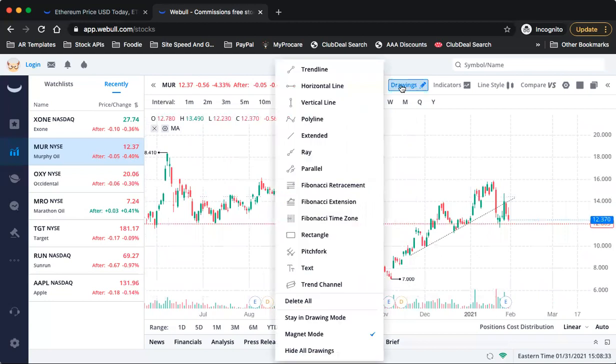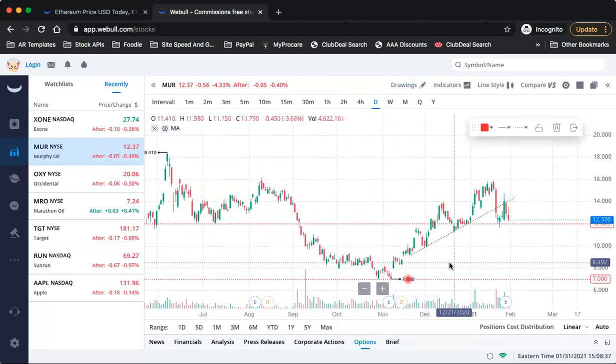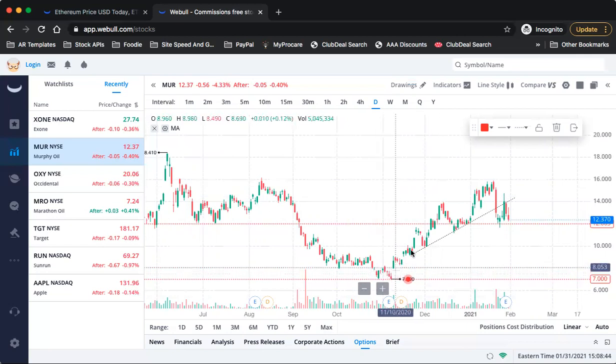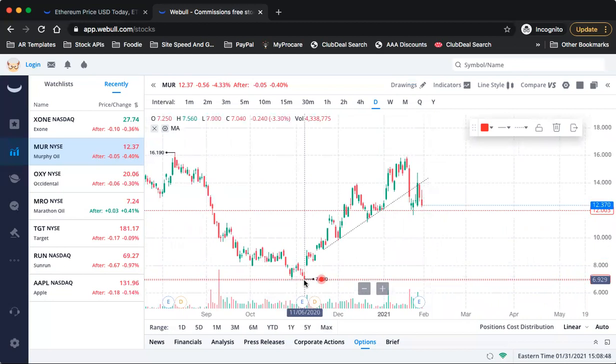Then obviously $7 around there was the support. Obviously, if you bought around there, that would have been awesome. But we did not buy here, so we're not going to look back. Anyway, as you can see here, a lot of it went up.